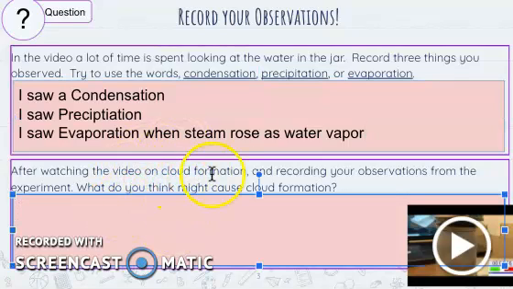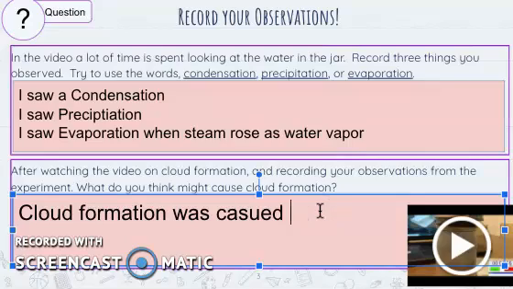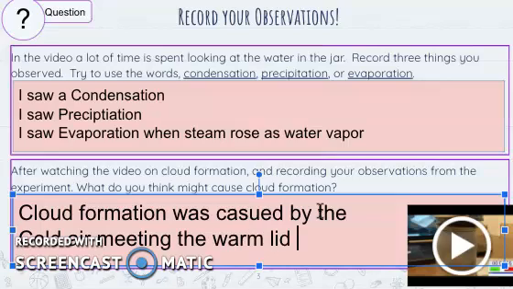Then we got our question after watching the video on cloud formation and recording your observations from the experiment. What do you think might cause cloud formation? Well, it said that cloud formation was caused. Let's make that bigger so you can actually see it with your beautiful eyeballs. One moment. This might be confusing. Cloud formation was caused by the cold air meeting the warm lid of the jar.